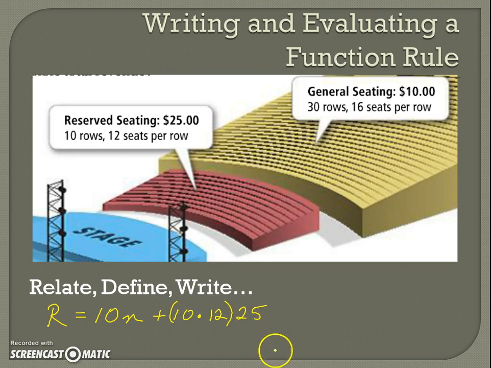And then to figure out the total amount made, I have to multiply that value by 25. Now, this isn't the only way you could have done this. It's just the way that I would have. So we have our function here. The revenue is going to be 10 times whatever number of seats they sell here, plus the revenue that's already made from the reserved seating.